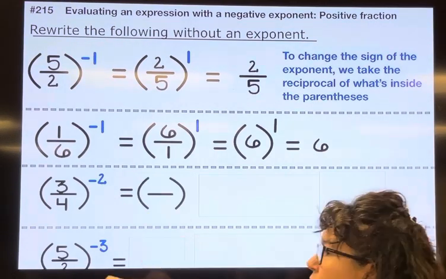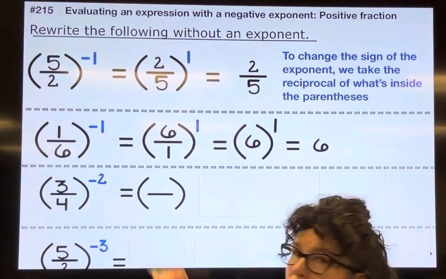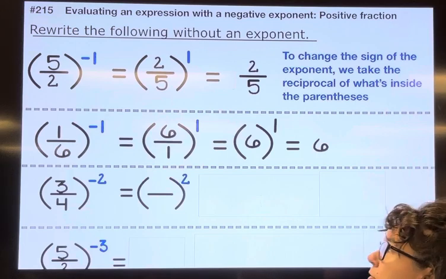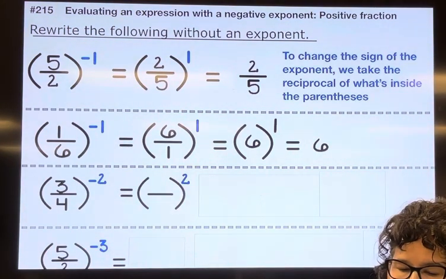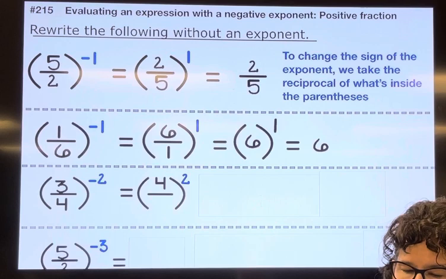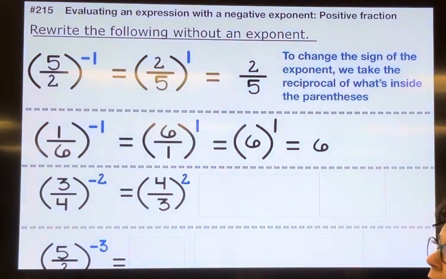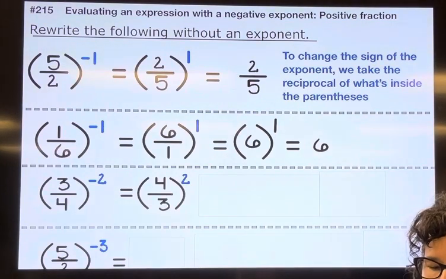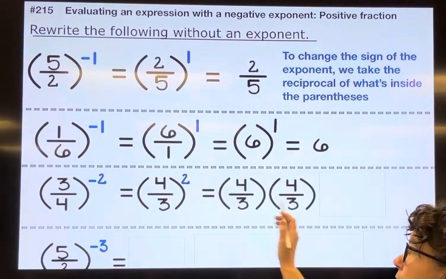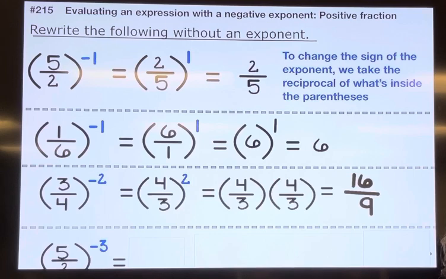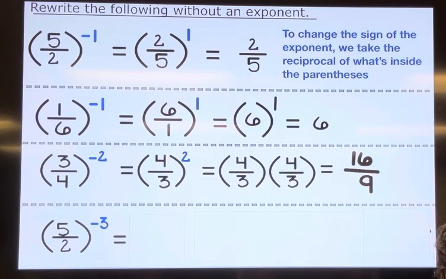I've got negative 2. I want to make that positive 2. So I'm going to make that to the positive 2. And now I can accomplish that by taking the reciprocal. To evaluate, you could do power to a power multiply, but I just expanded. I have 4/3 times 4/3, multiplying fractions across. 4 times 4 is 16, and 3 times 3 is 9. So 16 over 9.